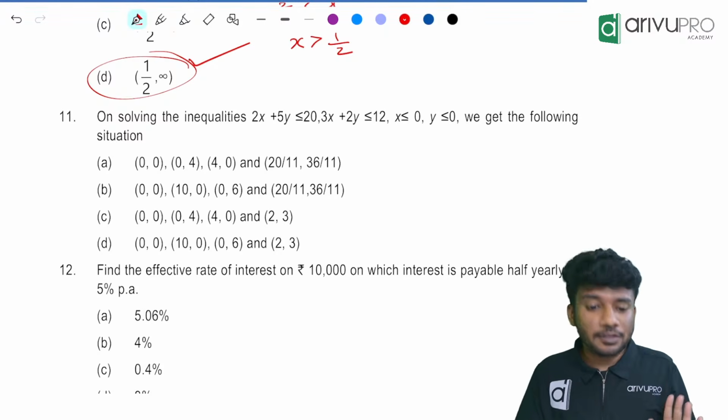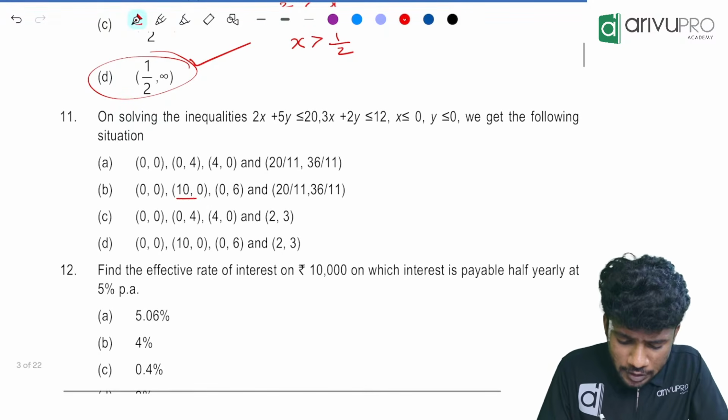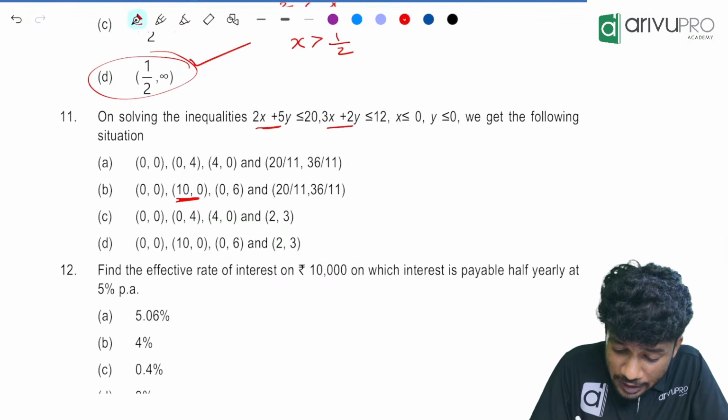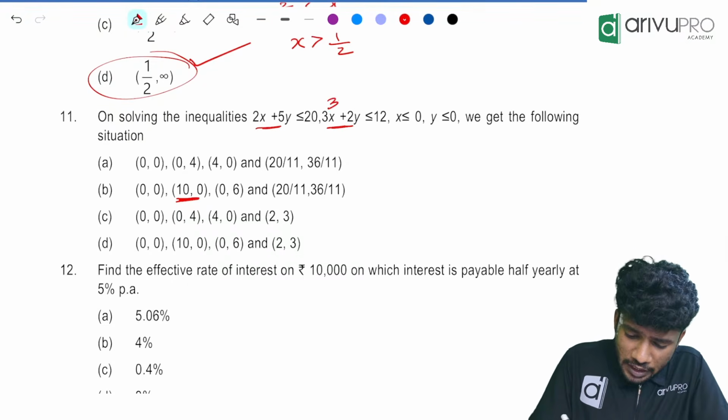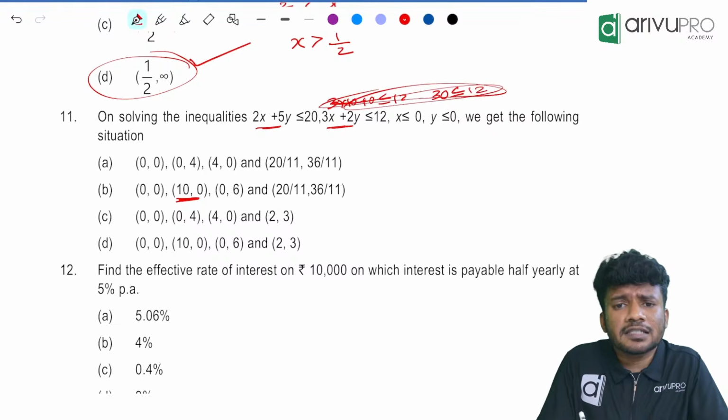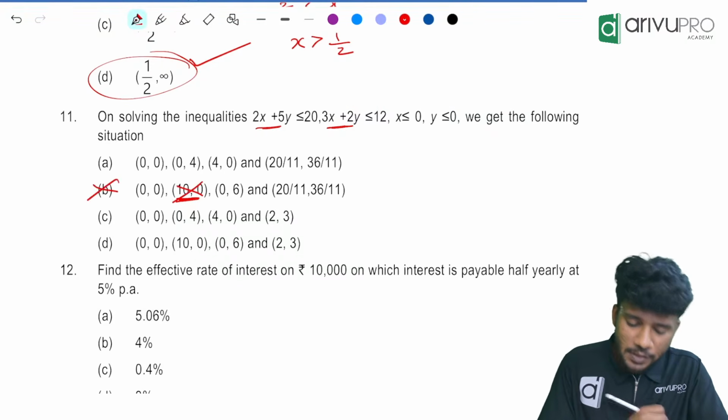We need to eliminate the options. Now people, put this value 10 comma 0. If I put 10 over here, look here: 3 into 10 plus 0 is less than or equal to 10. That means 30 is less than or equal to 10. Is 30 less than or equal to 10? No, that means option B is wrong.